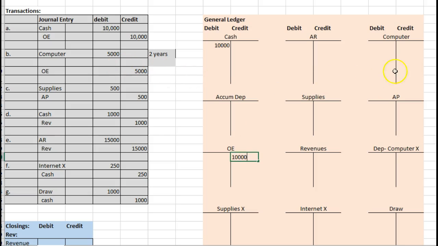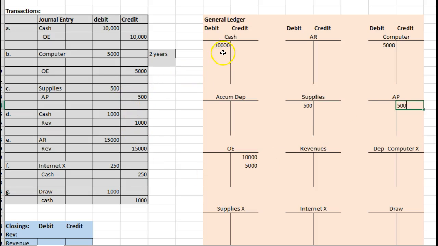We come to the next one. The computer gets credited for $5,000. And owner's equity gets credited for $5,000. Then we bought some supplies, which is right here. That gets debited. And accounts payable gets credited.